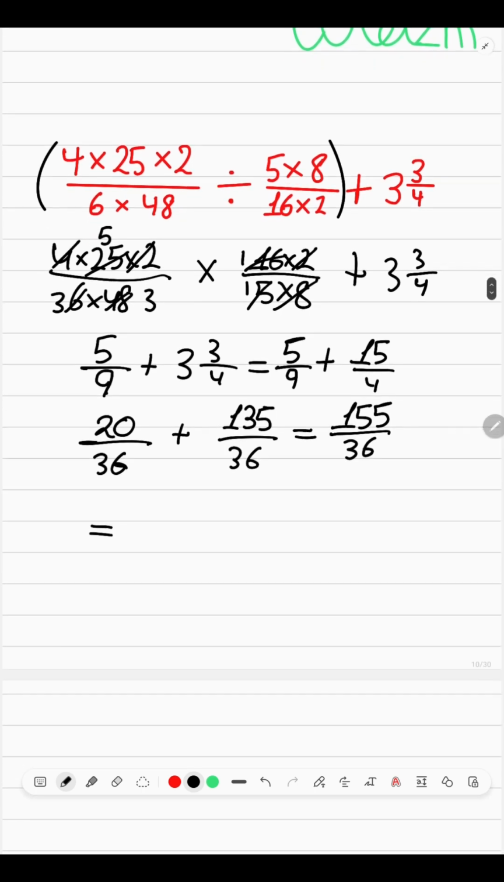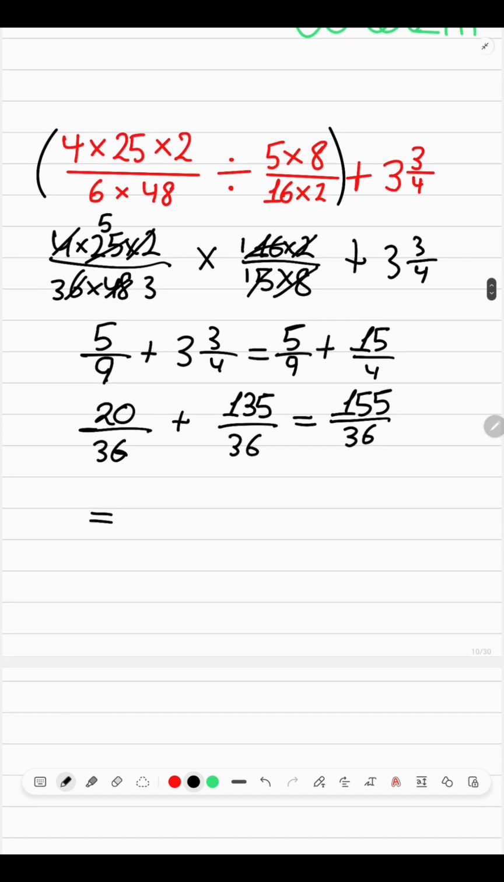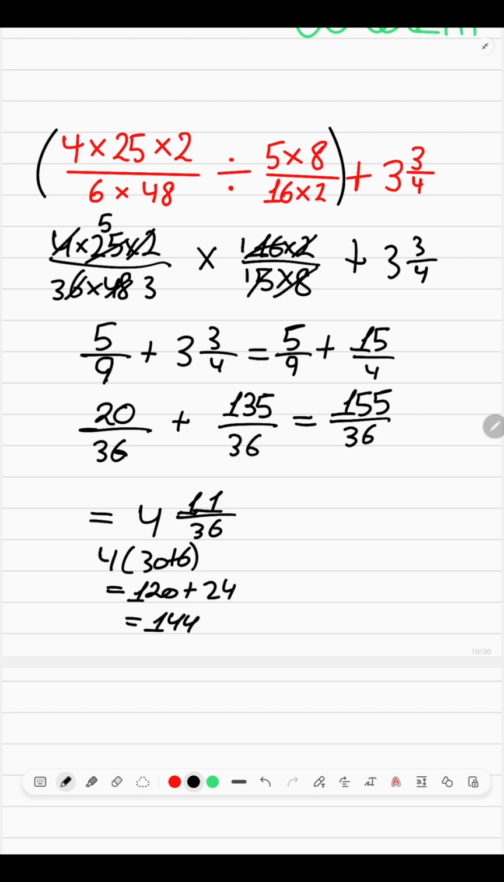So what would that be? 36 times 5 is 180, so I'm guessing this is 4 times 36. So 4 times 30 plus 6 is 120 plus 24, which is 144. So we'd have 4, and 155 minus 144 would give us 11/36, and that is our final answer.